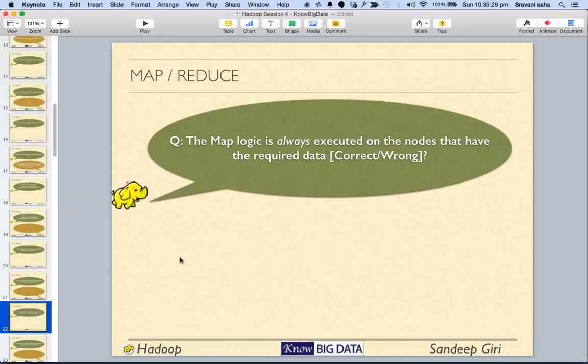Meaning, in case there are no nodes available having the required data, the map will fail. It will not execute. If the same node on which the data was there is not available for processing, it will give an error.